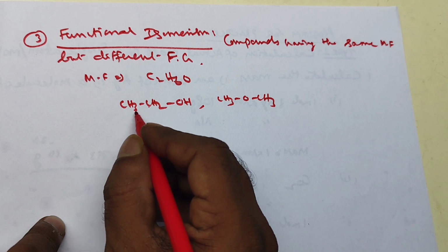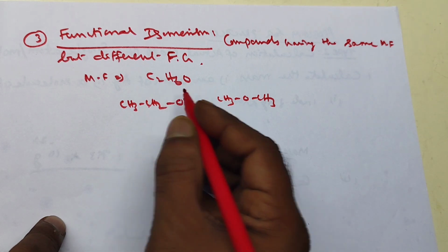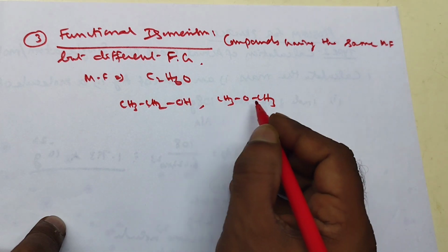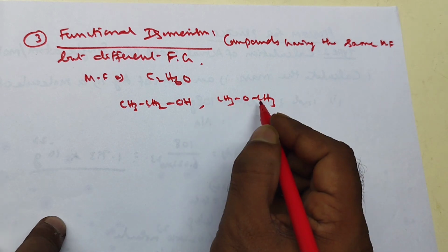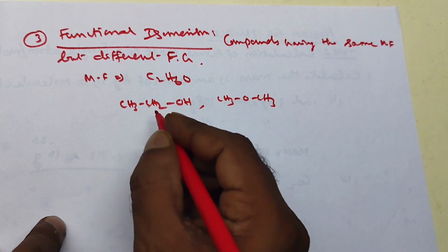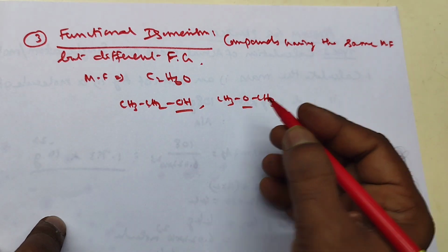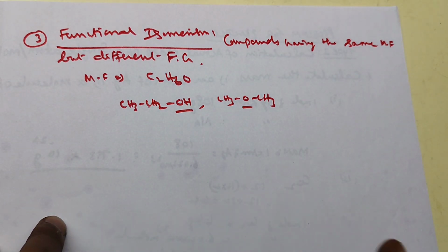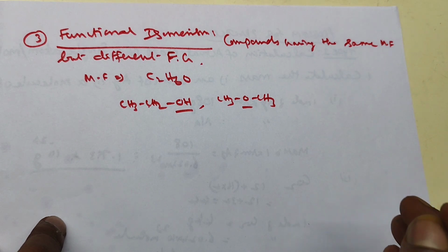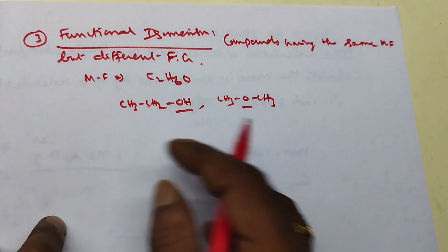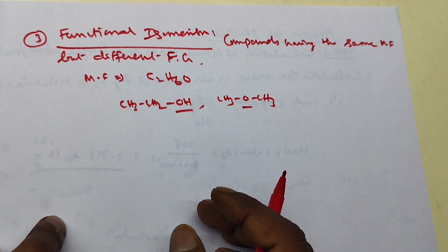In both the cases, see here, 2 carbon atoms, hydrogen 3 plus 2, 5, 5 plus 1, 6, and 1 oxygen atom. Here also 2 carbon atoms, 1 oxygen, hydrogen is 6. So one has OH as the functional group, another has ether as the functional group. So these two functional groups are entirely different. That is why organic compounds having the same molecular formula but different functional groups.